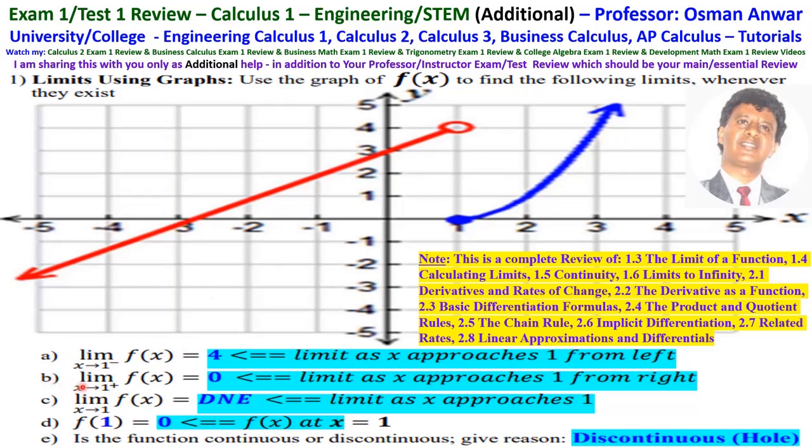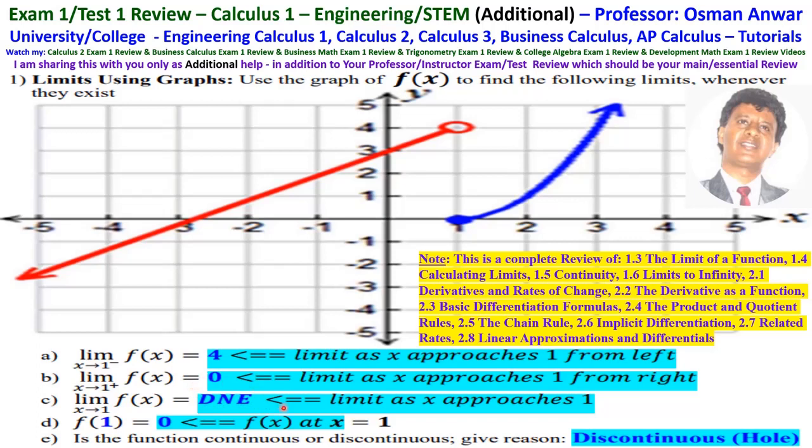Then b, limit as x approaches 1 from the right of f of x. So you walk on this blue line from the right as you approach 1, f of x, which is y, approaches 0. So limit from the left is 4, limit from the right is 0. So they are not equal. That means the limit as x approaches 1, f of x does not exist.